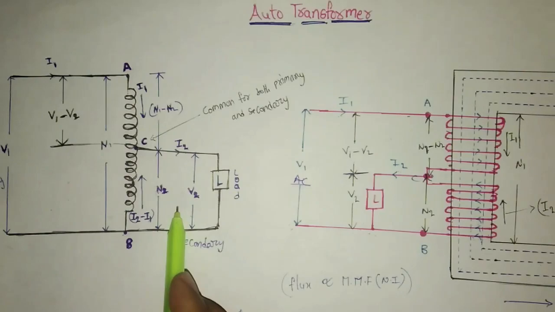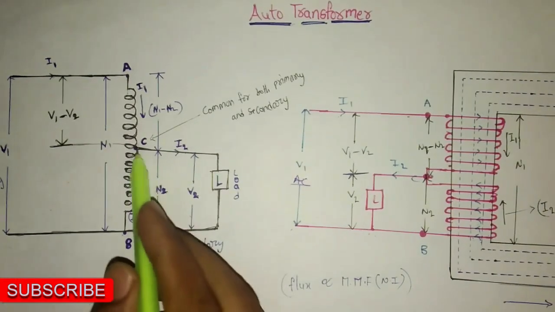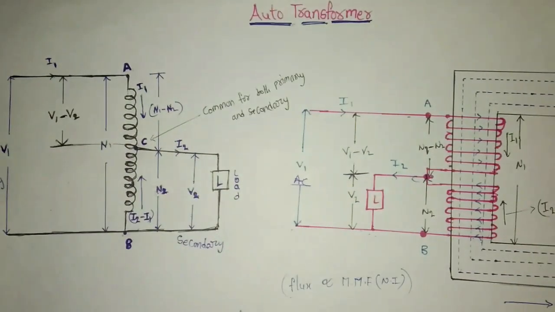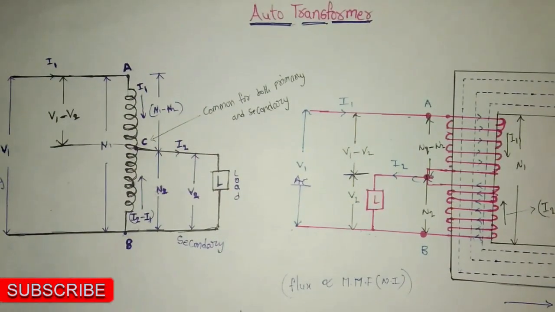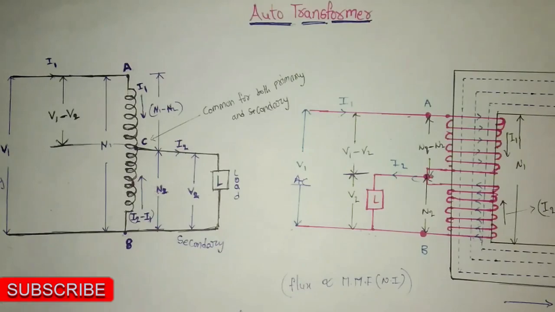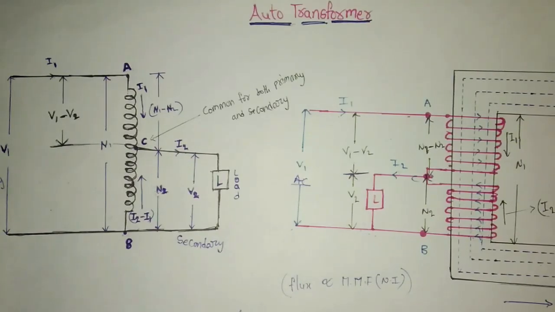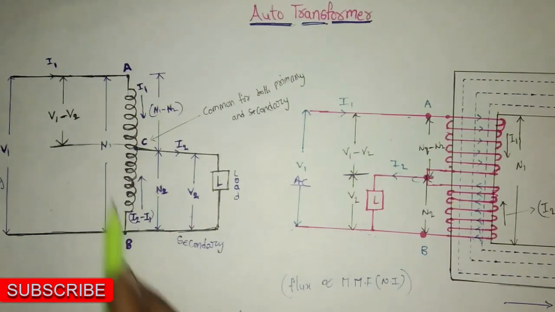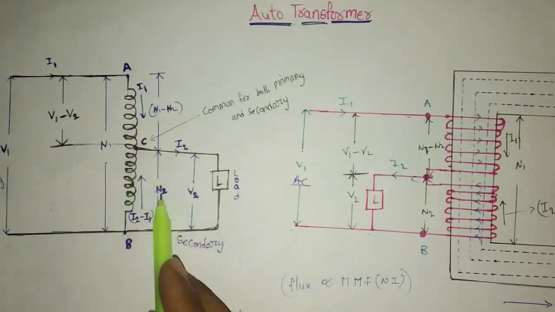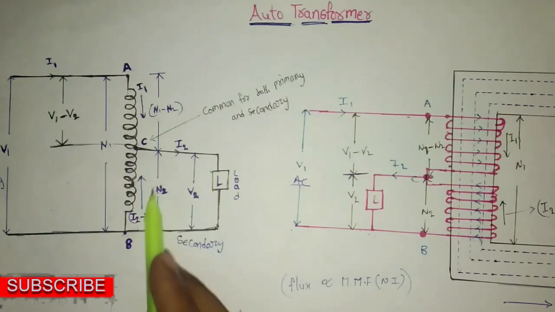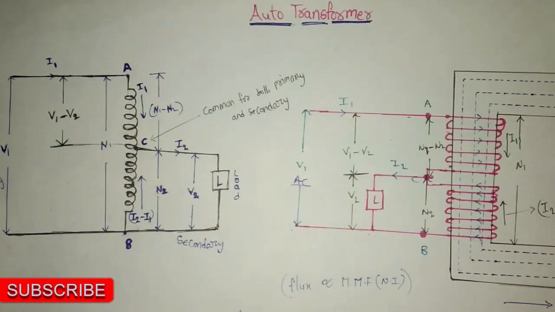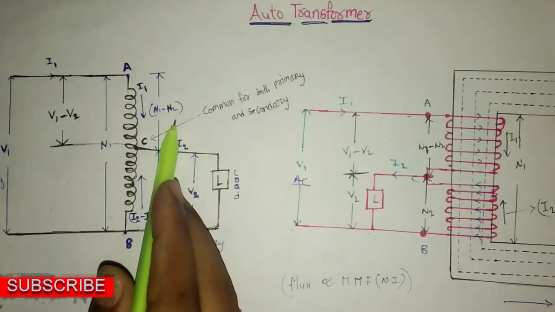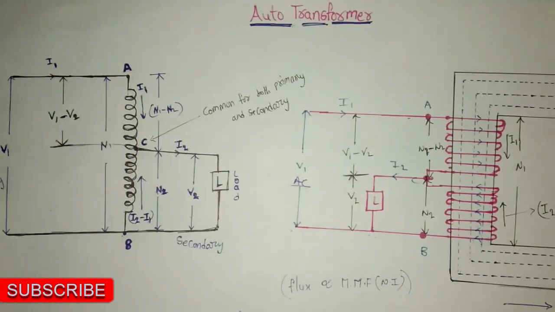The input and output circuits of auto transformer are electrically coupled, connected, as well as mechanically coupled. But in case of two winding transformer, the two windings are magnetically coupled but electrically isolated. The primary winding of our transformer has N1 number of turns, the secondary winding has N2 number of turns. In section AC, N1 minus N2 number of turns are present.